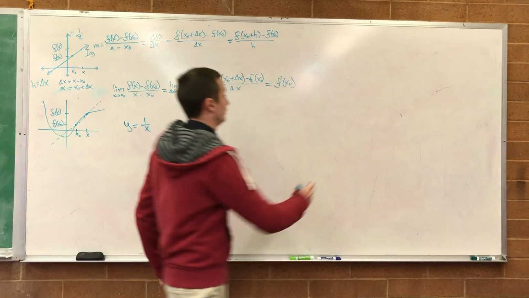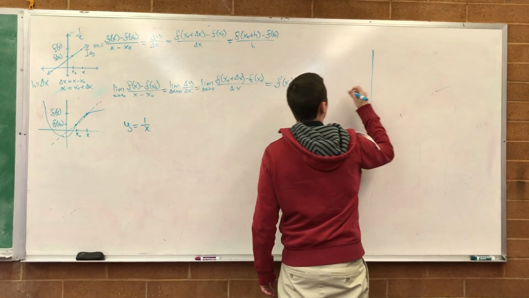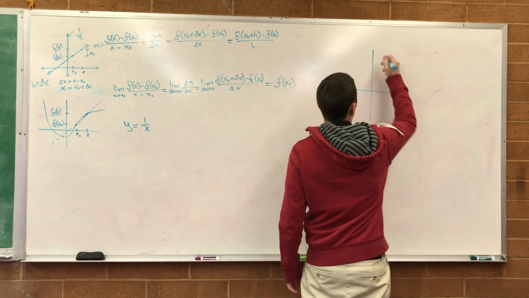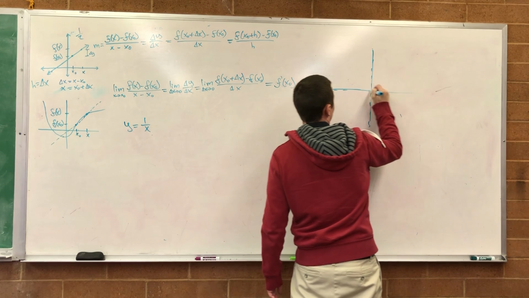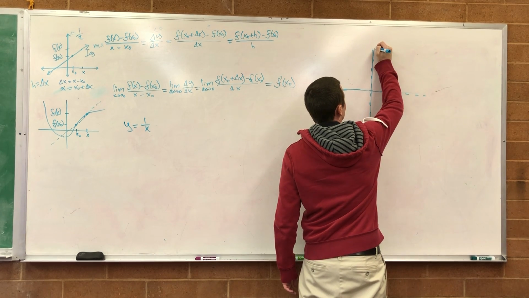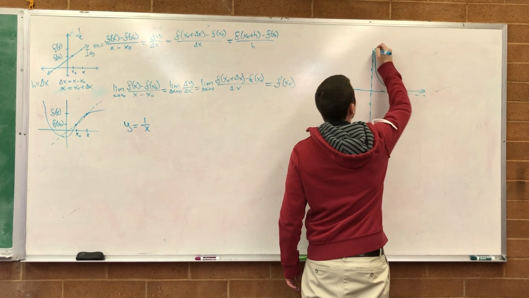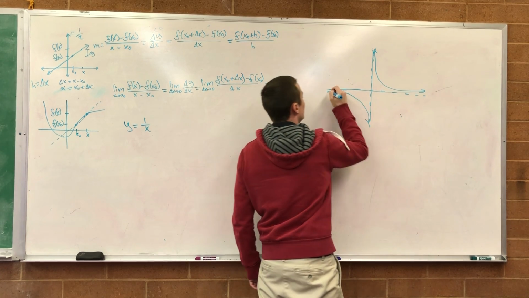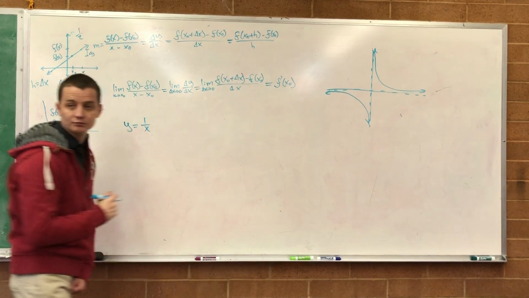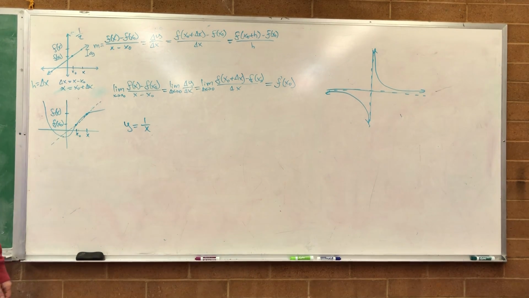Now let's get a sense for what this function looks like really quick. We've seen this one 100 times. We know it has a vertical asymptote here. We know it has a horizontal asymptote here. And it comes roughly like this. Geez, that was terrible. But you get the picture, right? Yep. So that's roughly what it looks like.